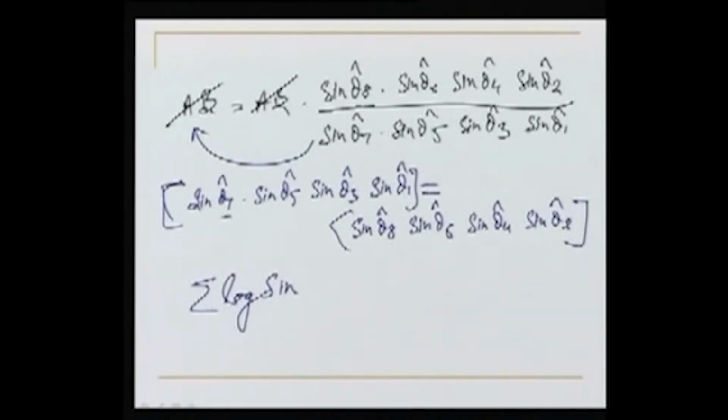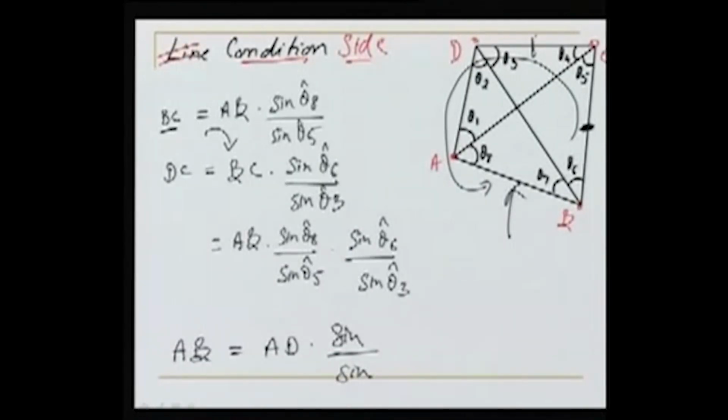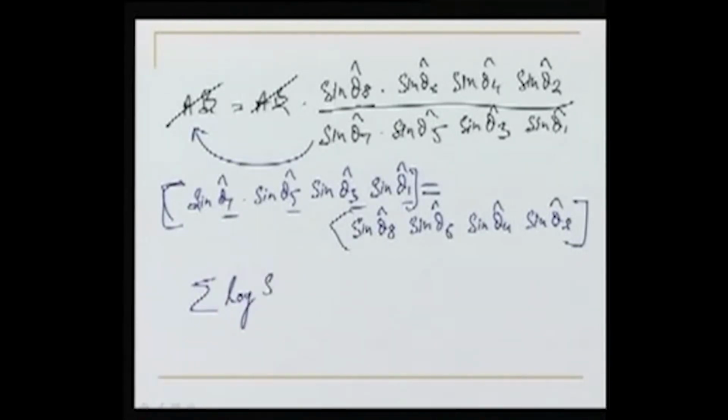If you look at this, this is 7, 5, 3, 1. What kind of angles are these? Look at the figure here. 7, 5, 3, 1. If I stand at this point B, this angle 7 is towards my left hand side. If I stand at 7, 5 is towards my left hand side. So what I do, sigma log sine of left hand angle is equal to sigma log of sine right hand angle. Because these are the right hand angles and these are the left hand angles. I can write it like that.